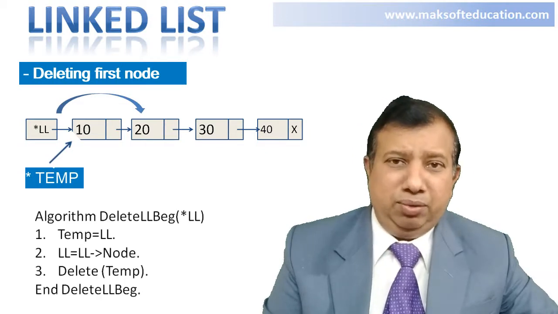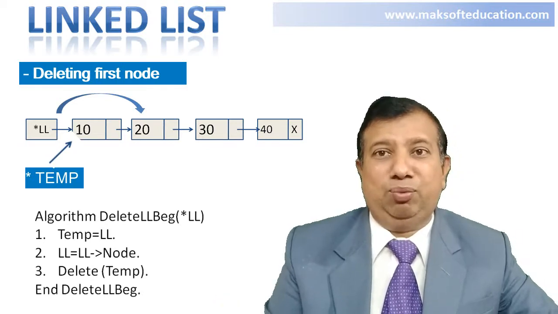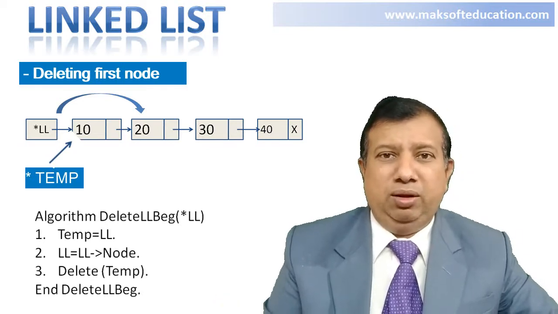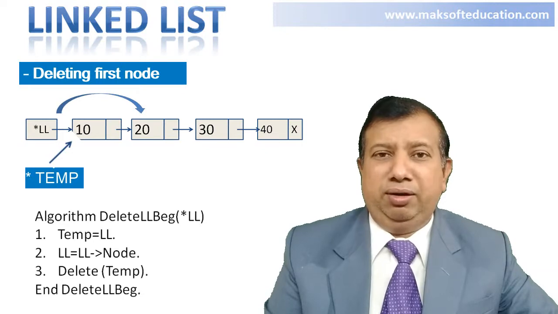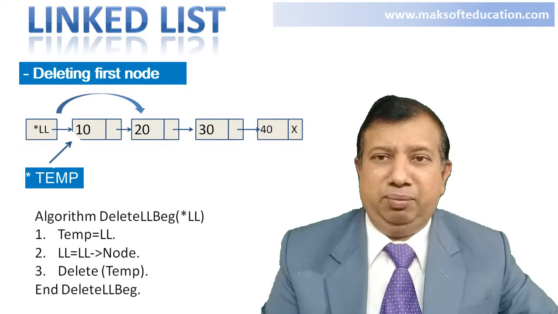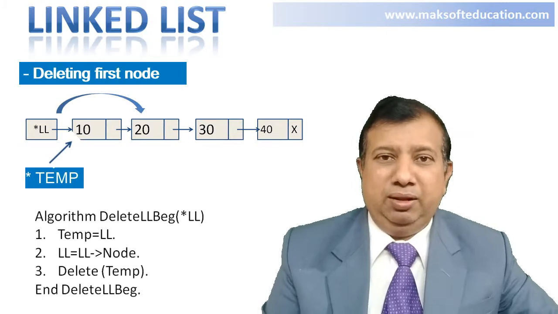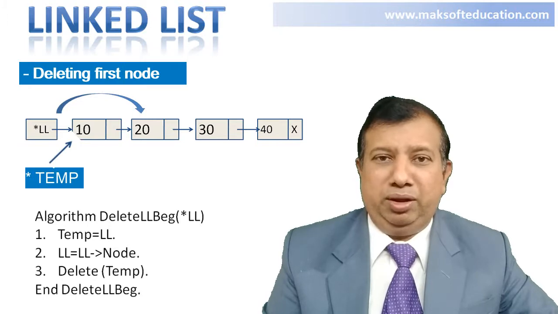Let us give the name delete LLBEG. Now BEG stands for beginning. Step number one, create a temp variable and then pass the LL value inside the temp. LL stands for linked list pointer. So pass the address of the first node in the temp. Then move your linked list to the second node. So the LL pointer will contain the address of the second node directly.